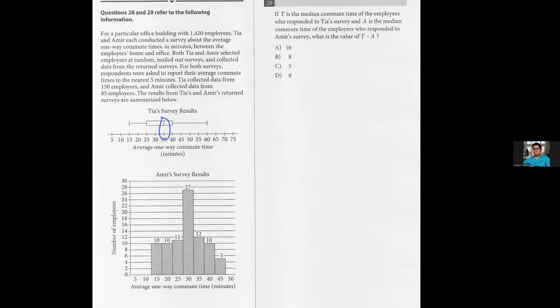And then for the other survey, we have to find the median. In this case, it would be 10, 10, 5, 12, 11, and this would be like minus 5. So the median would be about 30. So you just take 35 minus 30, which is equal to 5. The median difference is 5. So our answer is choice C.